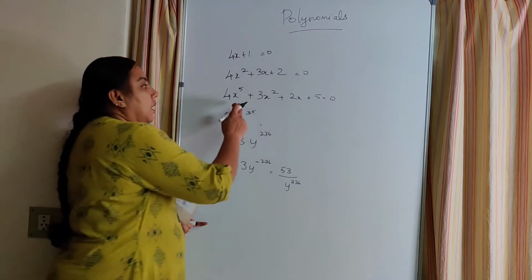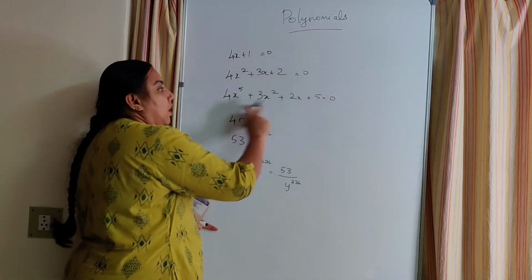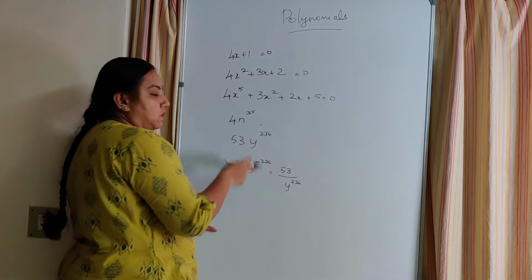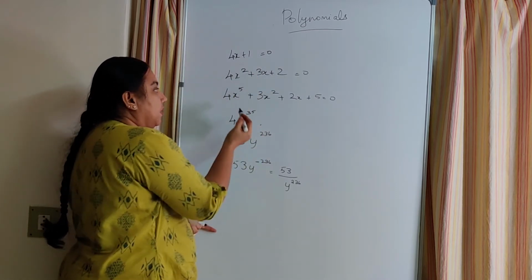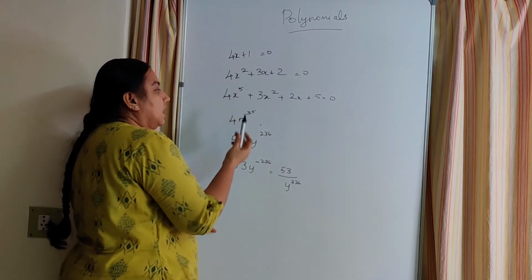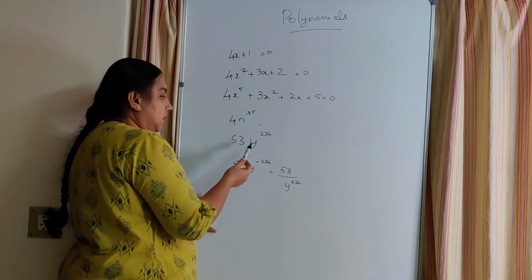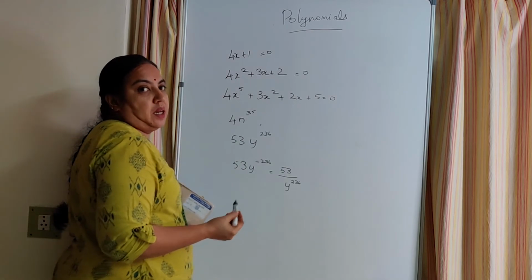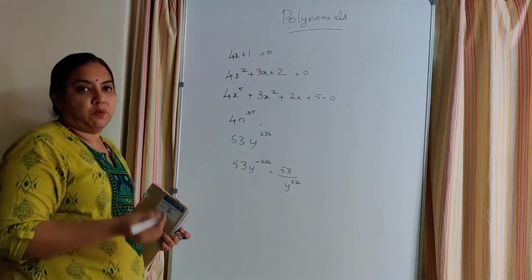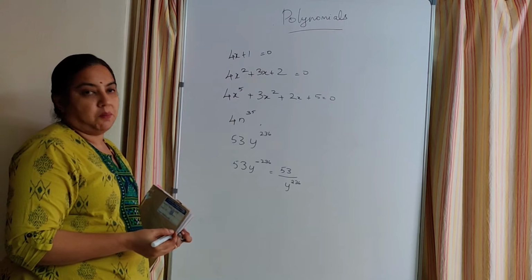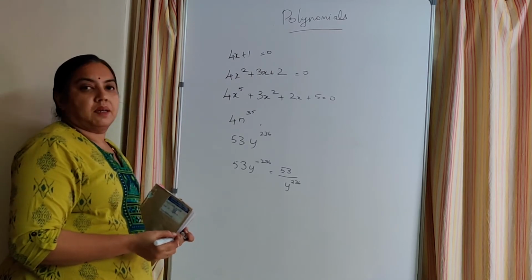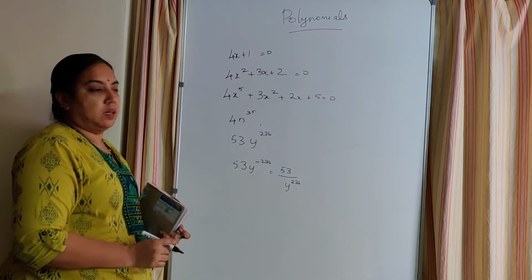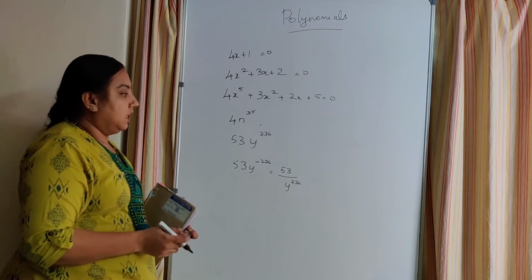And also, in all the polynomials you have seen, there is only one variable. Here x is a variable, here x again, here n is the variable, here y is the variable. So these all come under polynomials. But if it has more than one variable, it is no more called a polynomial. And there are other specifications to call these a polynomial.